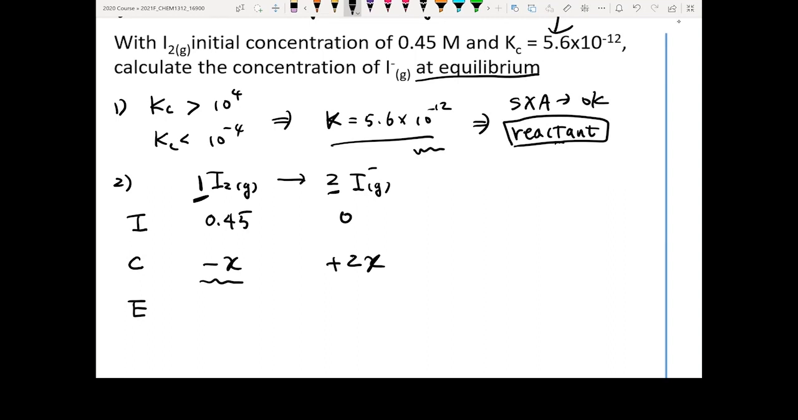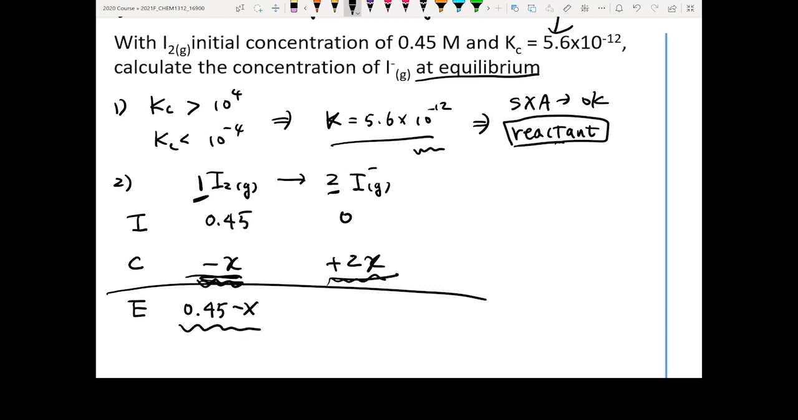Therefore, if I put negative X because it's consumed, then going to form the product, the concentration should be twice. So once you know the change you are going to have, and once you reach equilibrium, then at the very end, there's how many reactants you are going to have, and that much product you are going to get. You just add up the initial and the change, and you reach your equilibrium.